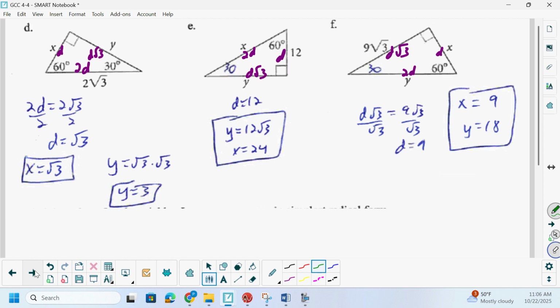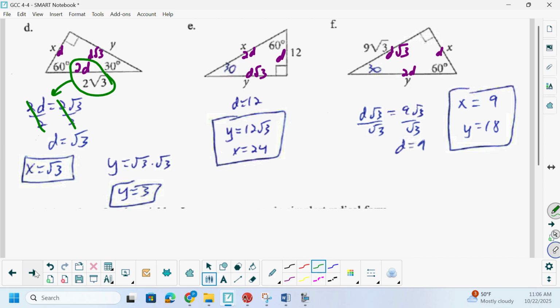Looking at question D, we got a 30, 60, 90 triangle. Put in your d across from the 30, d square root of 3 across from 60, 2d across from 90. Step 2, find the side that has a number. We'll set up an equation, 2d equals 2 square root of 3. To get d by itself, we'll divide both sides by 2. The 2 divided out, and we have d is square root of 3.